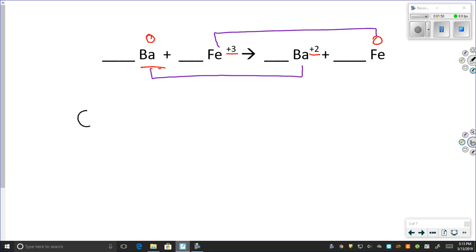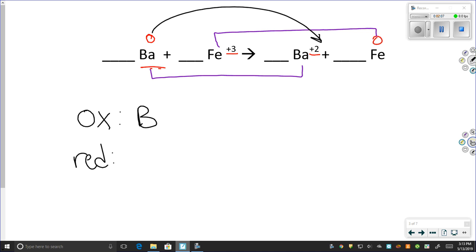Now, we're going to write in our oxidation reactions and our reduction reactions. And let's look at our barium. Our barium is going from 0 to +2. What does that mean? Well, it means it's losing 2 electrons, and that's oxidation. How did I know it was losing 2 electrons? Well, if we look right there, we've got a +2 and a 0 as our oxidation numbers. That means that 2 electrons had to get lost.